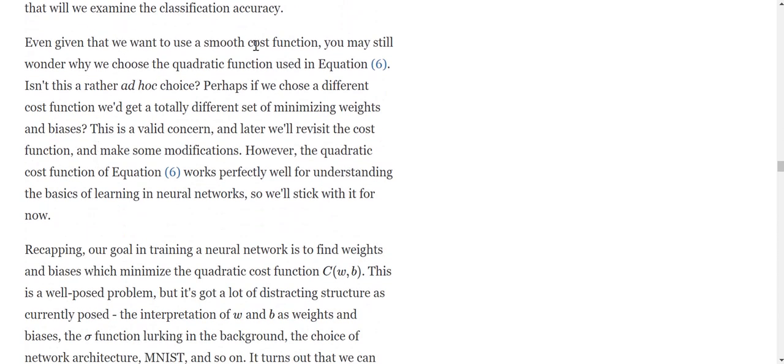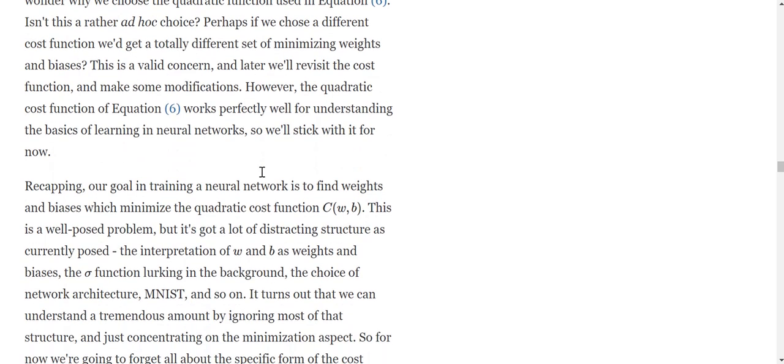Even given that we want to use a smooth cost function, you may still wonder why we chose the quadratic cost function. Isn't this a rather ad hoc choice? Perhaps if we chose a different cost function, we'd get a totally different set of minimizing weights and biases, and this is a valid concern. And later he says that he will revisit the cost function and make some modifications. However, the quadratic cost function works perfectly well for understanding the basics of learning in neural networks, so we'll stick with it for now.